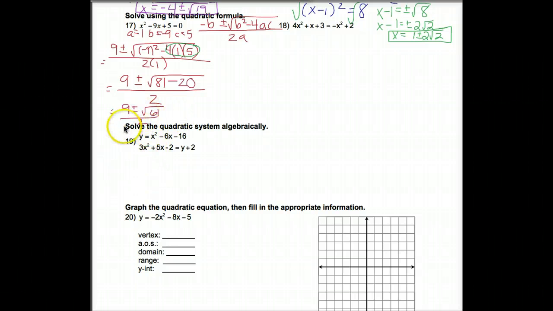I would try to simplify next. 61, however, does not break down. There's no radical simplification to do there. And no like terms to reduce, so that is just going to be my answer.